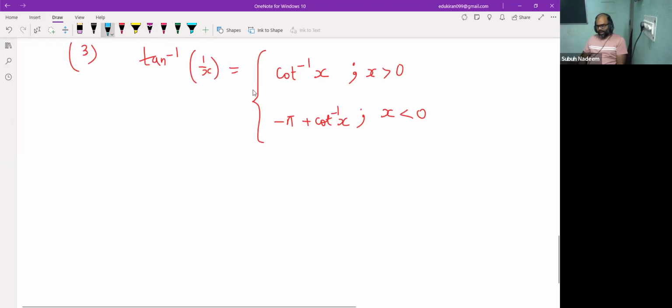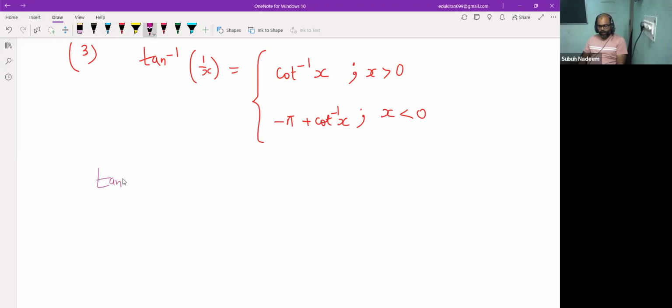In NCERT, only this one is given, and it is mentioned when x is positive. But it has skipped what if x is negative. So when you study beyond NCERT, you come to know that when x is less than 0, this comes. So why does it happen? If we derive it, it will be clear to us.